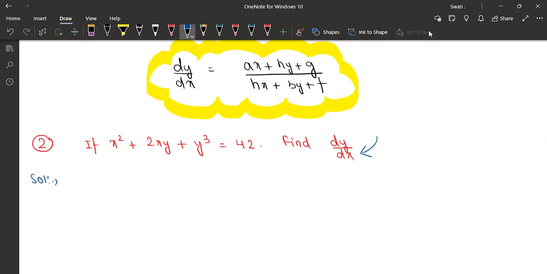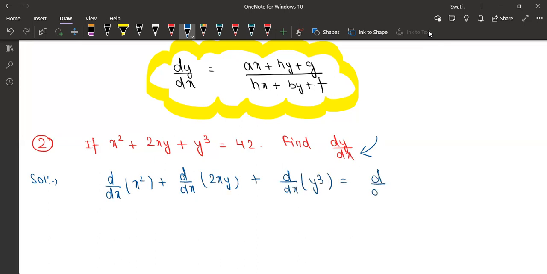So if you want, I'm just saying it here, but you can write down this particular sentence as well, that differentiating both sides of this equation with respect to x, right? I'm just skipping that particular step and I'm directly writing, okay, derivative of x square plus derivative of 2xy plus derivative of y cube with respect to, of course, x, and then derivative of 42, which is a constant, right?